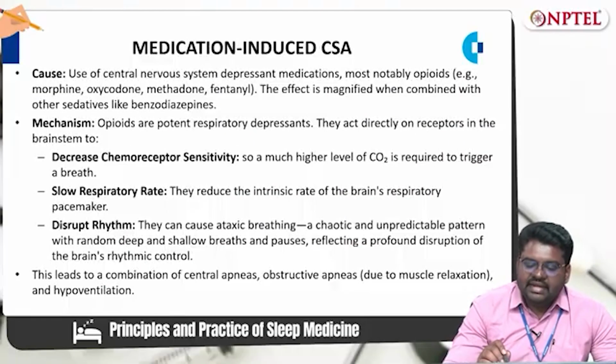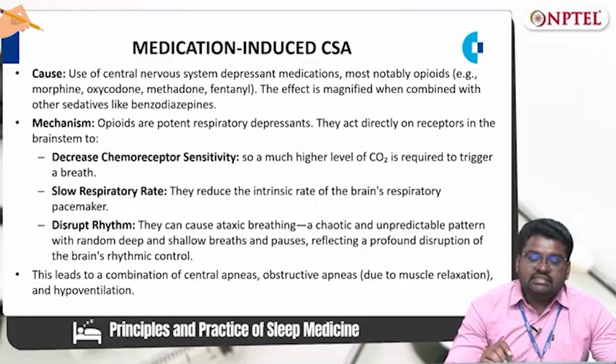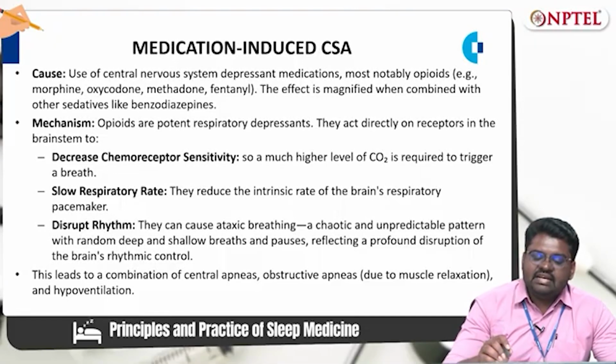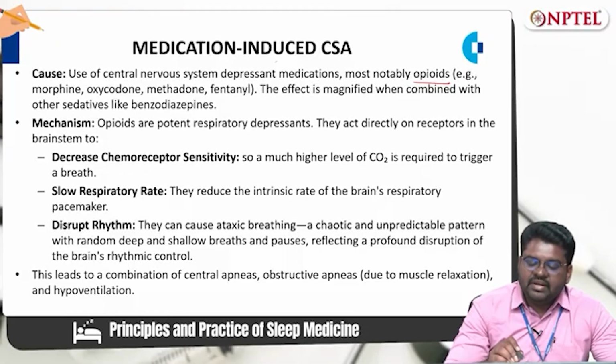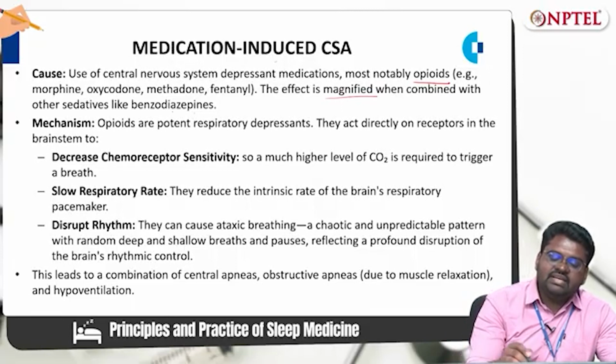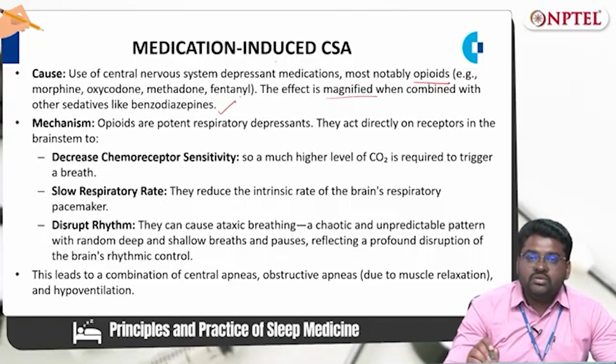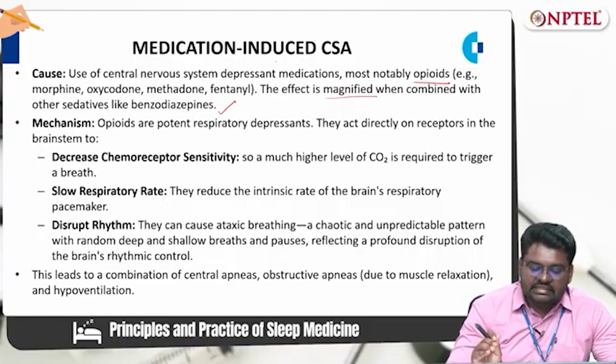Next condition is medication induced central sleep apnea. Nowadays there is medication induced central sleep apnea. In recent times there is high usage of central nervous system depressant medications, most notably opioids. Examples are morphine, oxycodone, methadone, fentanyl. These are being used to depress the central nervous system. The effect is magnified when combined with other sedatives like benzodiazepines. So we are suppressing the central nervous system.